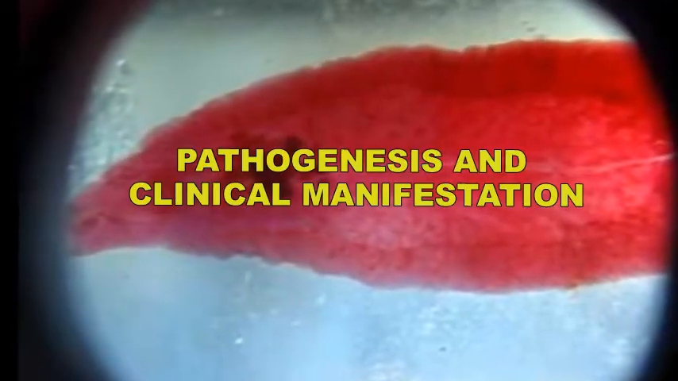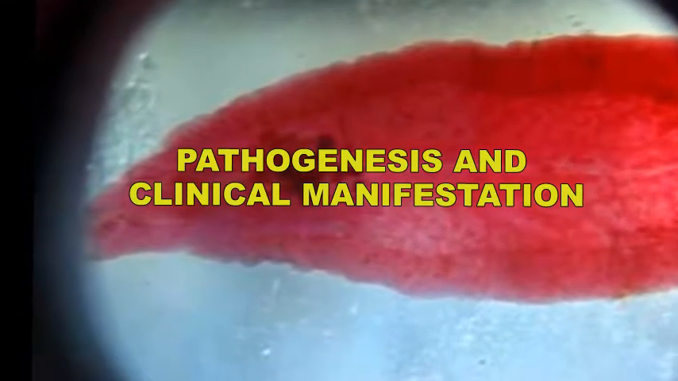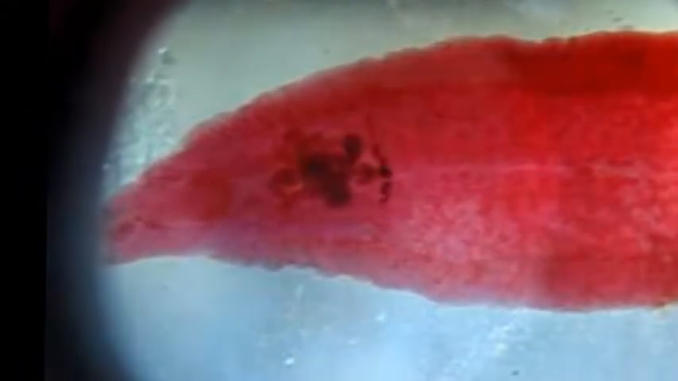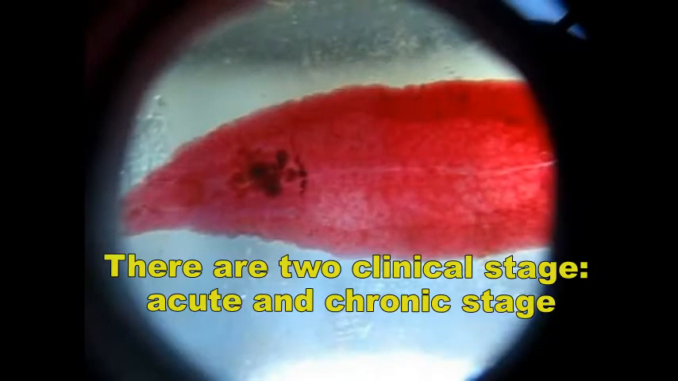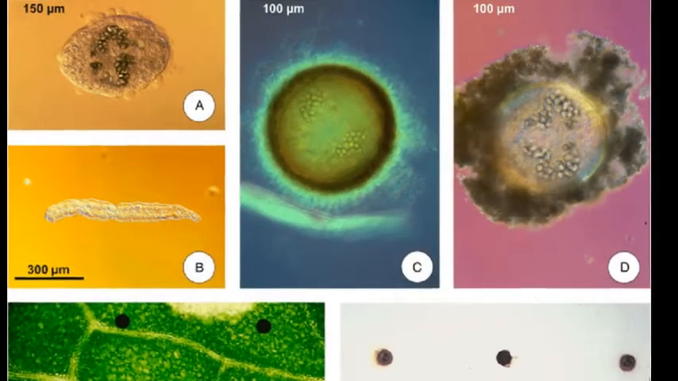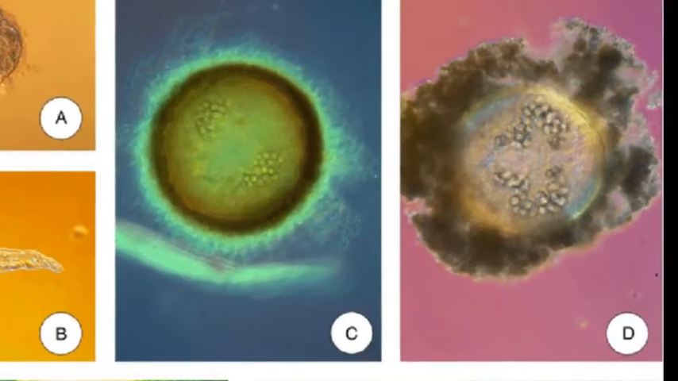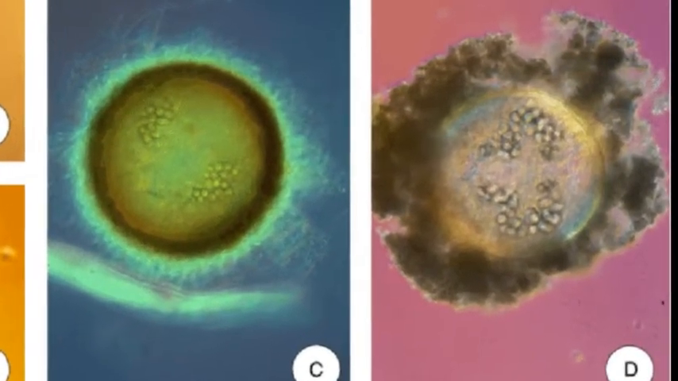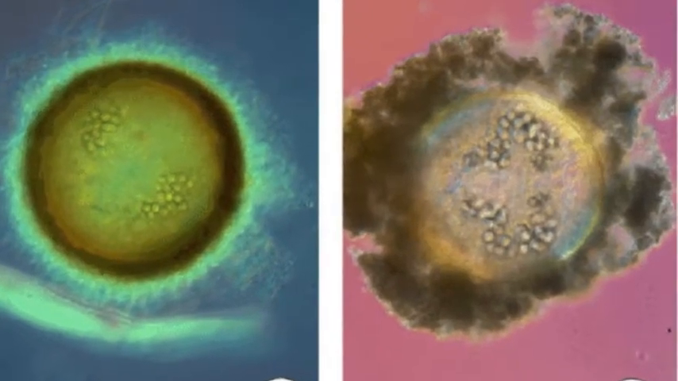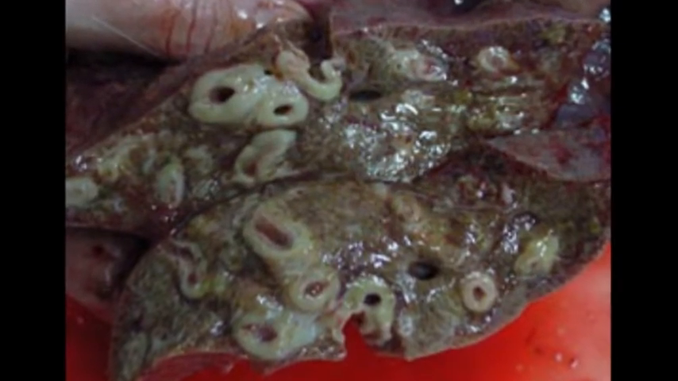The pathogenesis and clinical manifestation. We have 2, the acute and chronic stage. So first, we have to discuss the acute phase. The acute phase of infection is rarely seen in humans, and occurs only when a large number of metacercariae are ingested at once. Fever, tender hepatomegaly, and abdominal pain are the most frequent symptoms of this stage of infection. Vomiting, diarrhea, urticaria or hives, and anemia may also be present.